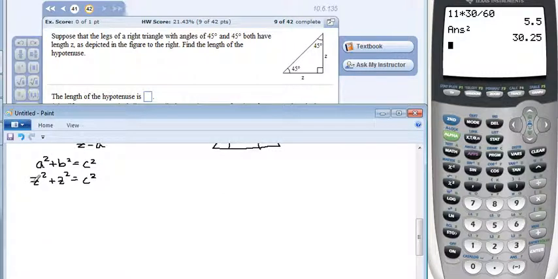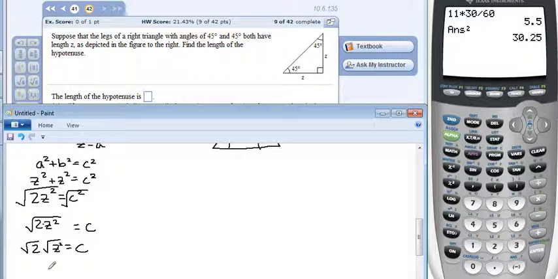I've got a z squared and a z squared for two z squared. Now I'm going to get rid of my square on my c because that's what I'm solving for. So I'm going to take the square root and the square root. Square root of a square is itself. And now I have 2z squared. This is multiplication, so I can split it. Square root of 2 times square root of z squared equals c.